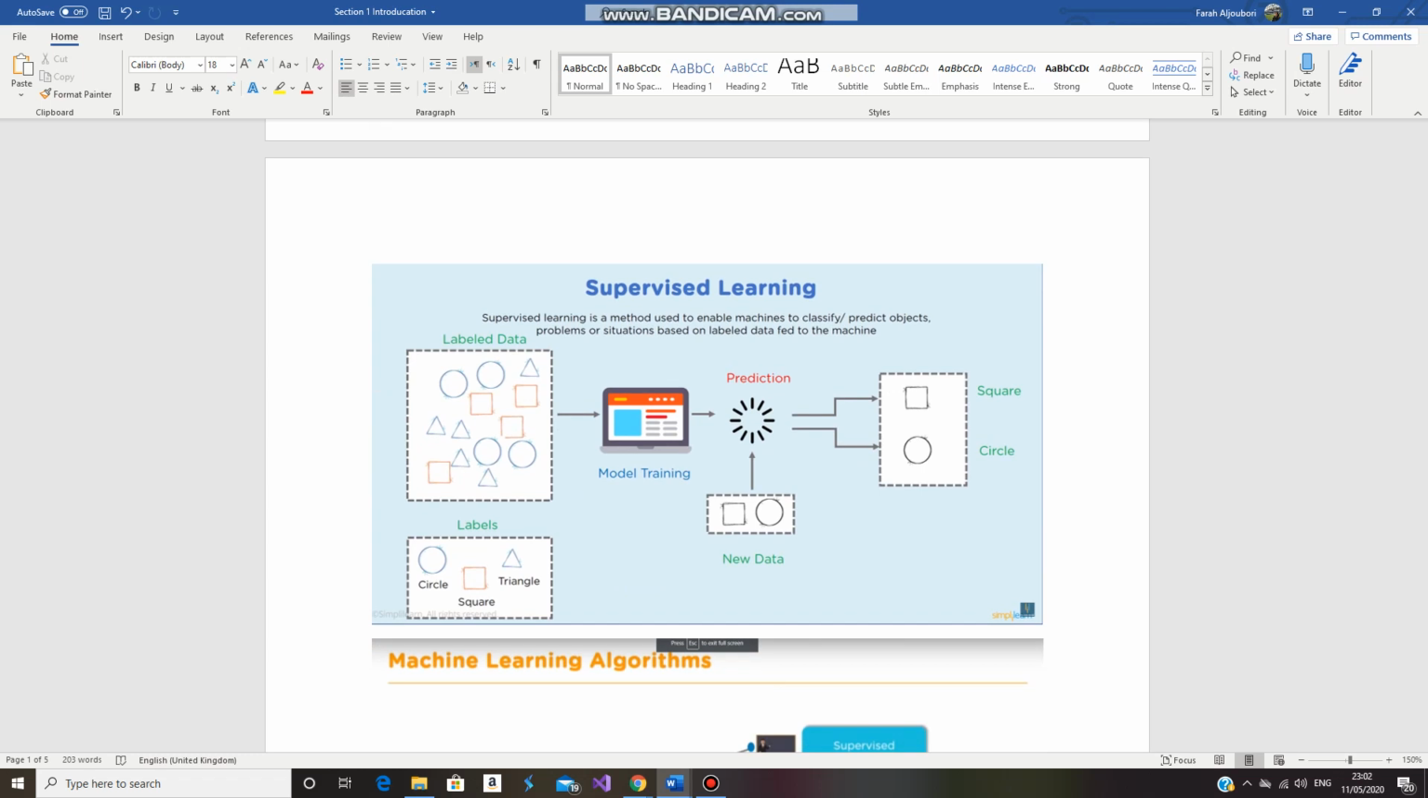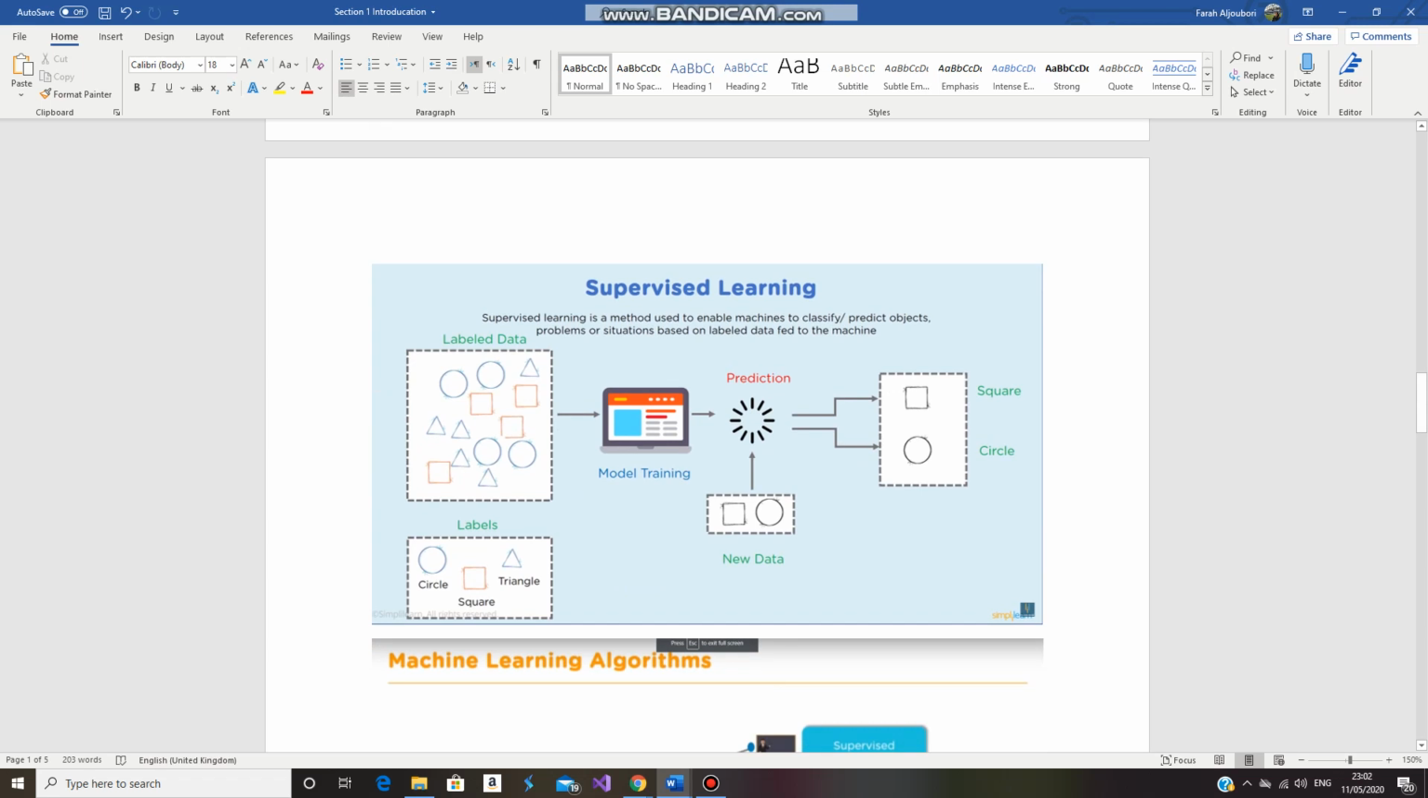A supervised algorithm is a machine learning method used to enable the machine to classify and predict objects, problems or situations. So when we have specific problems or situations and we have specific data, we need to find the solution for these situations or problems. We call it supervised because my data should be labeled. For example, I have circles, squares and triangles. The computer has many circles, many squares, many triangles of different shapes.